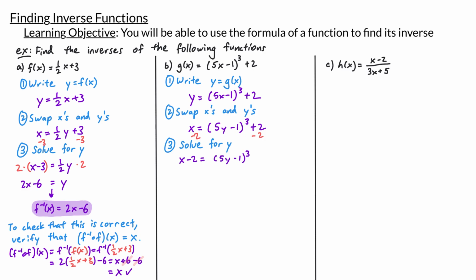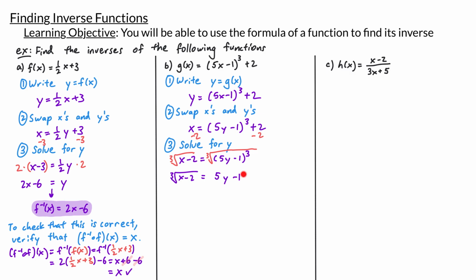Next, we'll want to undo the cube here, and we can do that by taking the cube root of both sides. So do the cube root of both the left and the right hand side. This gives us the cube root of x minus 2 on the left-hand side, and on the right-hand side we'll be left with 5y minus 1.